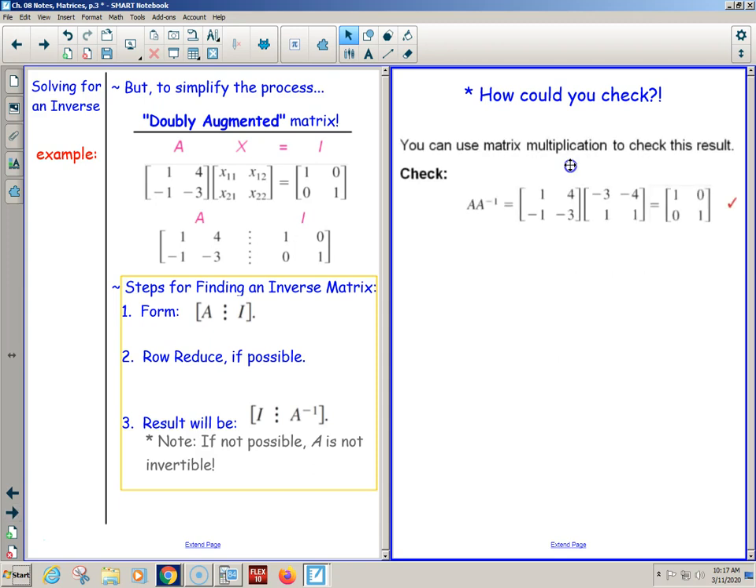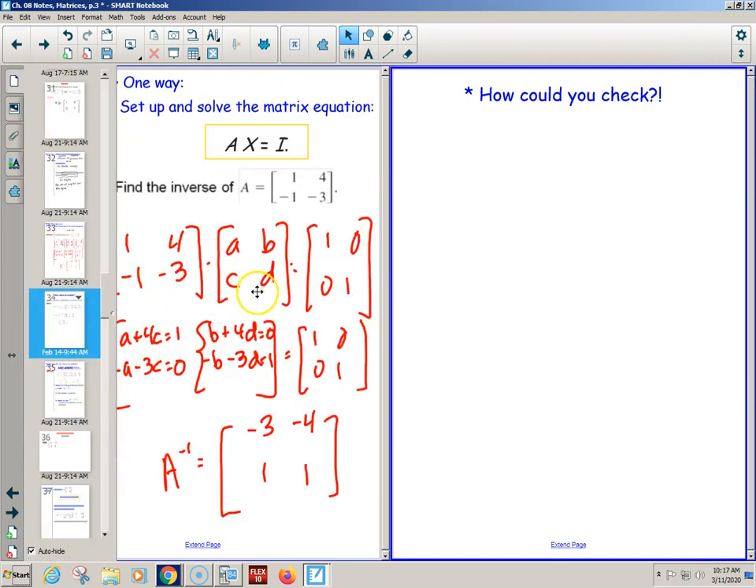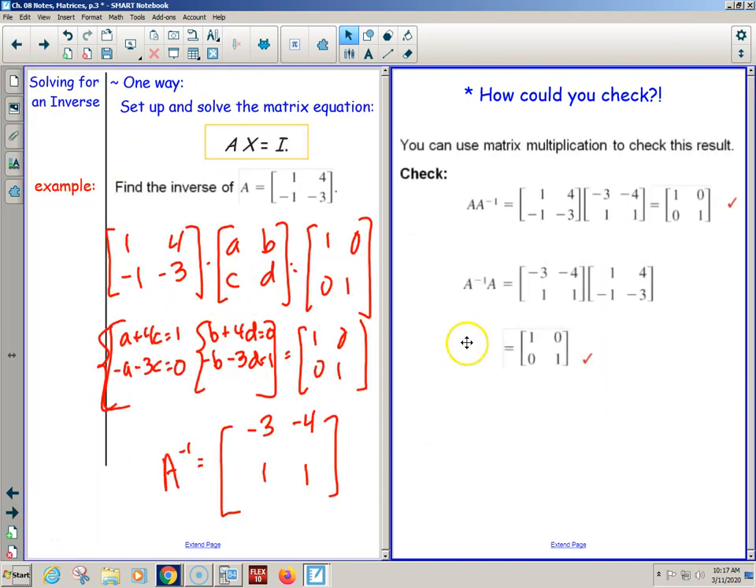You could multiply the matrix of the example we did yesterday one way or the other. And if it is a true inverse, which it is, we solved it, we got it right, what should happen with that multiplication is that it does go back to the identity. So -3, -4, 1, 1, whichever side you multiply it on totally undoes the matrix, which is great.